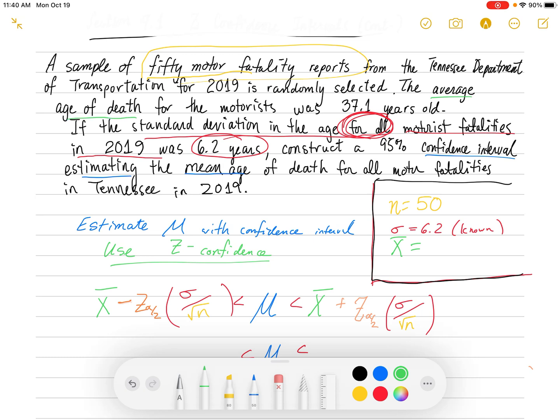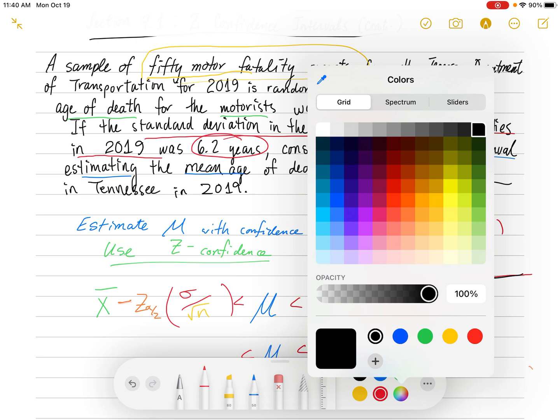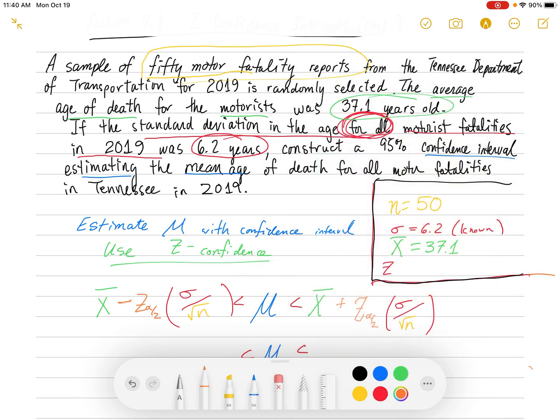What's the average of that sample? So what was their average age of death? If you read carefully, the average age of death for the sample, the motorists there, that's the sample, 37.1 years. So that's the sample average, not the population average, right? We're trying to estimate the population average. And what's Z alpha over 2? What is the critical Z score there? The critical Z score, Z sub alpha over 2.